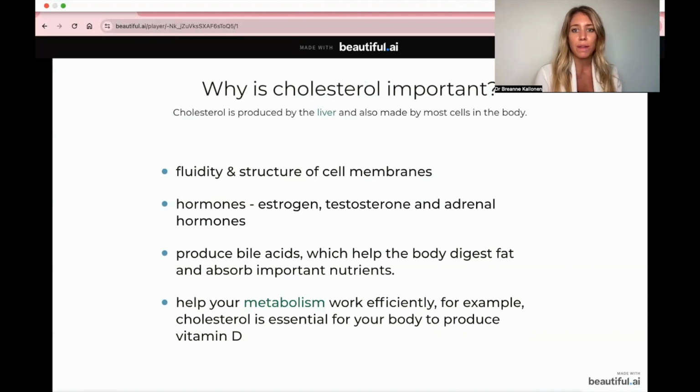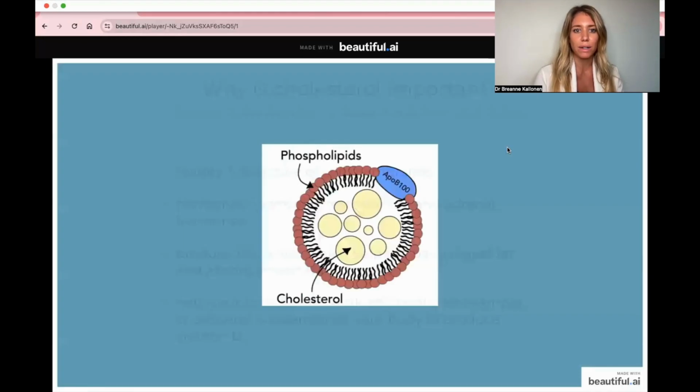For example, cholesterol is essential for your body to produce vitamin D. So when we hear cholesterol, it's not correct to automatically think this is something that's really terrible and we need to reduce it at all costs, because it does have important functions in the body.